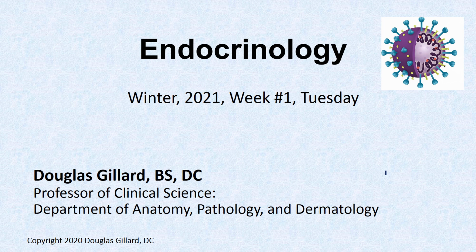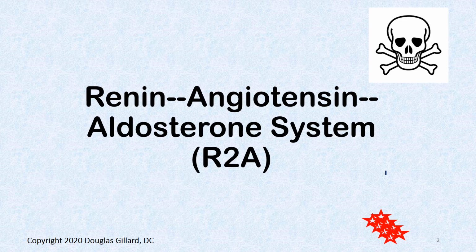All right, here we go, our second lecture on endocrinology. We're going to start the R2A system today, and we're going to talk about it because the R2A system has something to do with how SARS-CoV-2 kills us and affects humans. We'll look at that a little bit as well. So we're going to get a little deeper into it. I don't think you know about Angiotensin I, for example.